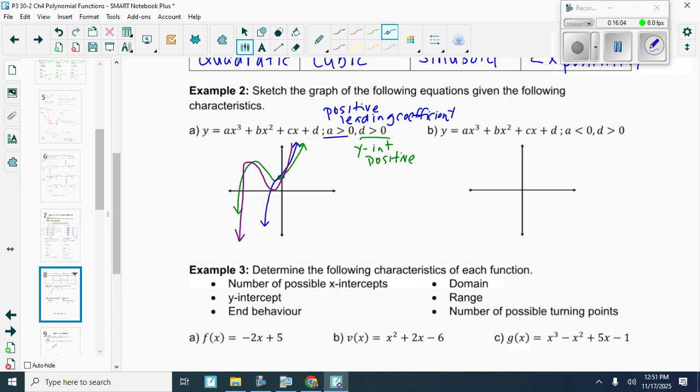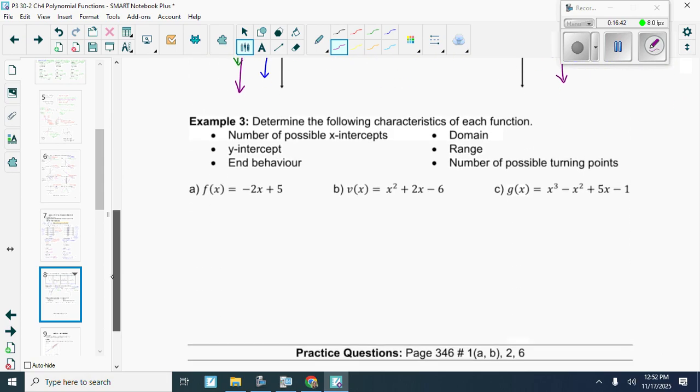So we're going to have a negative leading coefficient, and a positive y-intercept. So we're down on the right, up on the left. Make it go through a positive y-intercept.